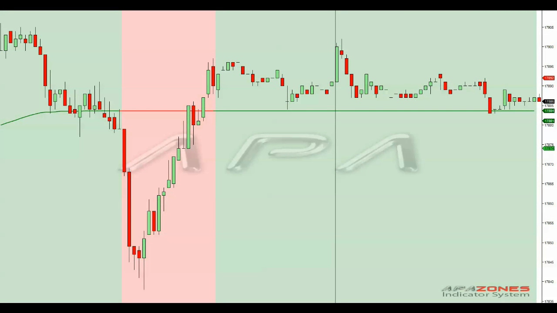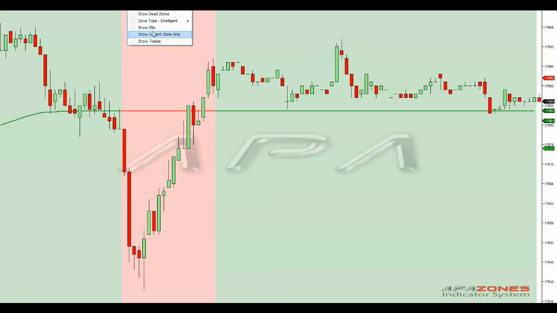Just wanted to take a few minutes to talk about what Apazones can do for you. So right now we have an Apazones chart on our screen. If you look down at the little menu bar, actually up here at the top of our screen, you'll see that we have a few different settings here.